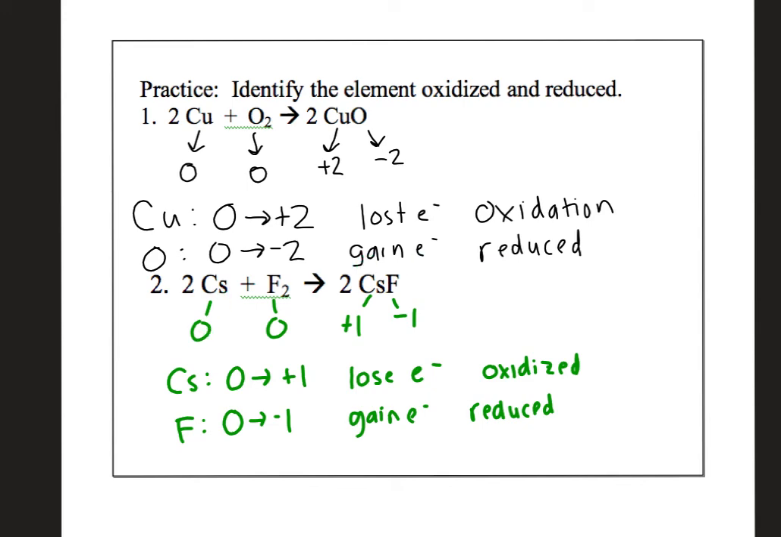And then we have 0, 0, plus 1, minus 1. So the cesium went from 0 to plus 1. That lost electrons and is oxidized. The fluorine went from 0 to negative 1. It gained electrons. It was reduced in this balanced equation.